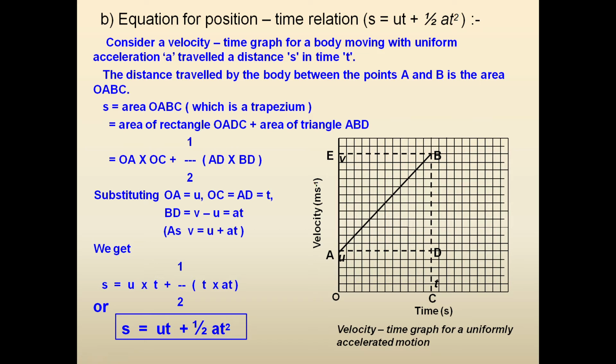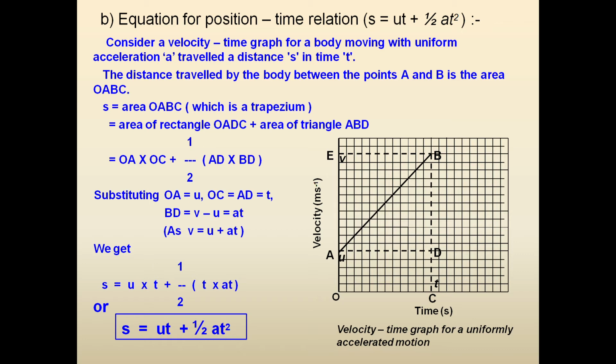Now the trapezium, as you can see here in the figure, is a combination of two different shapes. One is a rectangle, another is a triangle. That rectangle is OADC, and the triangle is ABD. So if we add the areas of these two figures, then we are able to get the area of the trapezium, or we are able to find the total distance covered.